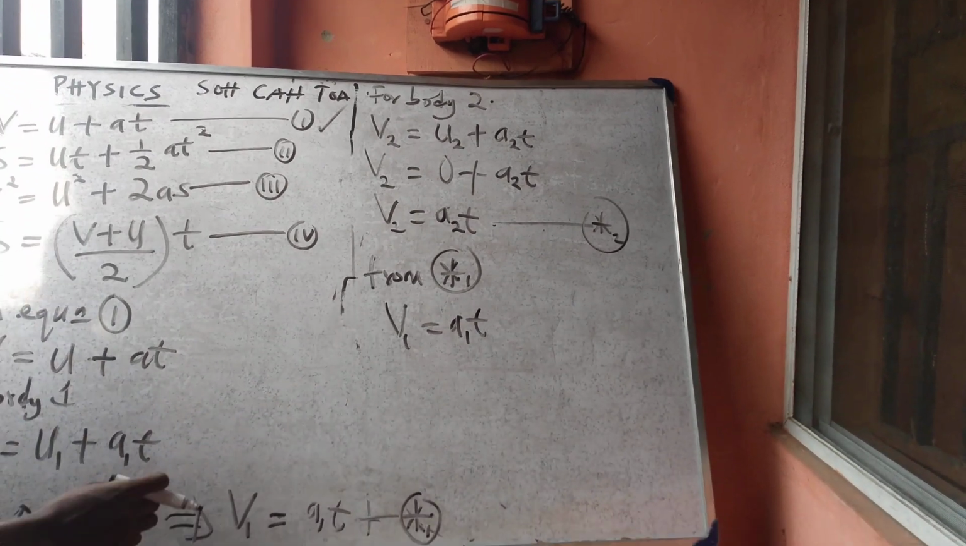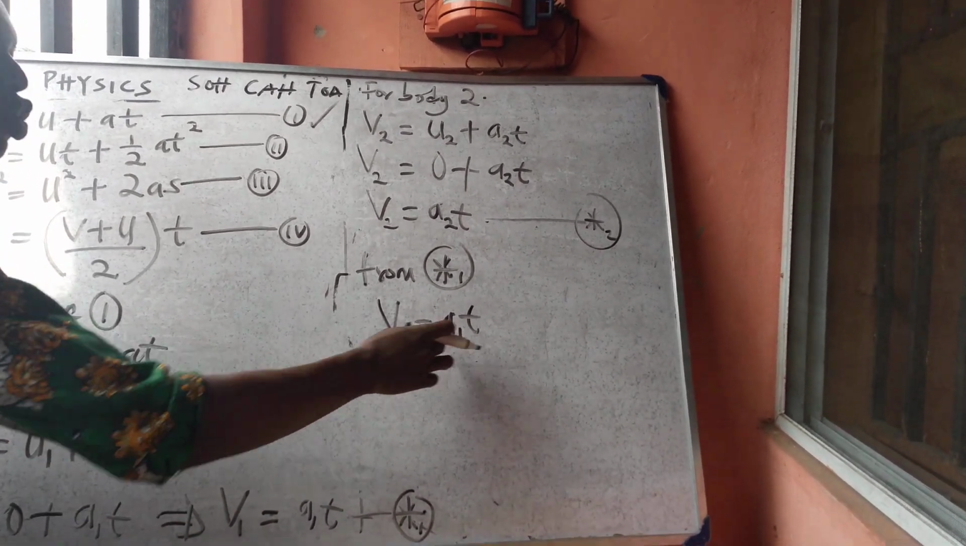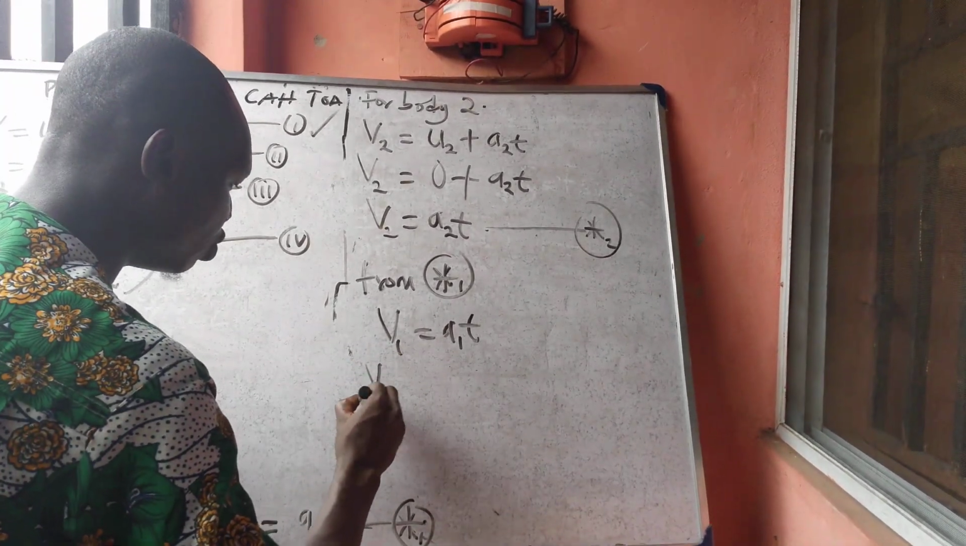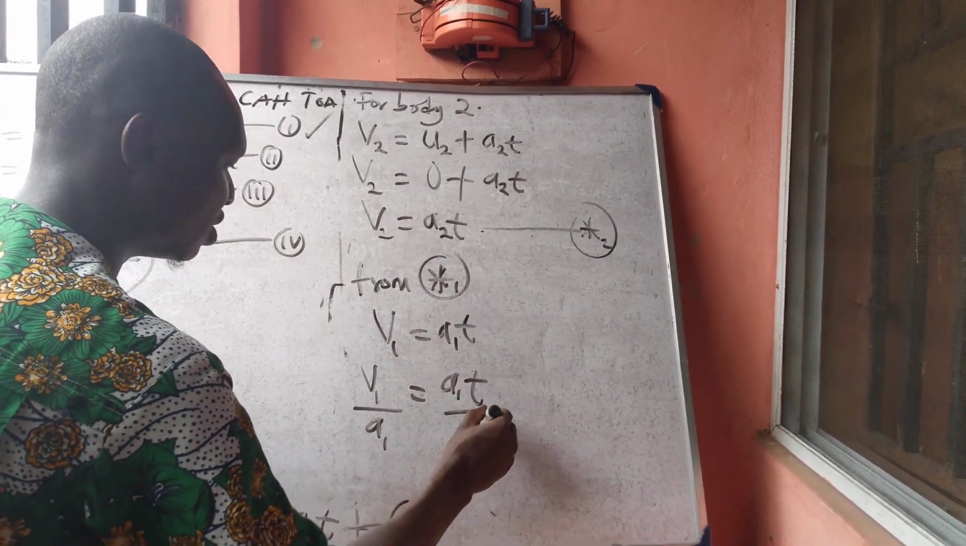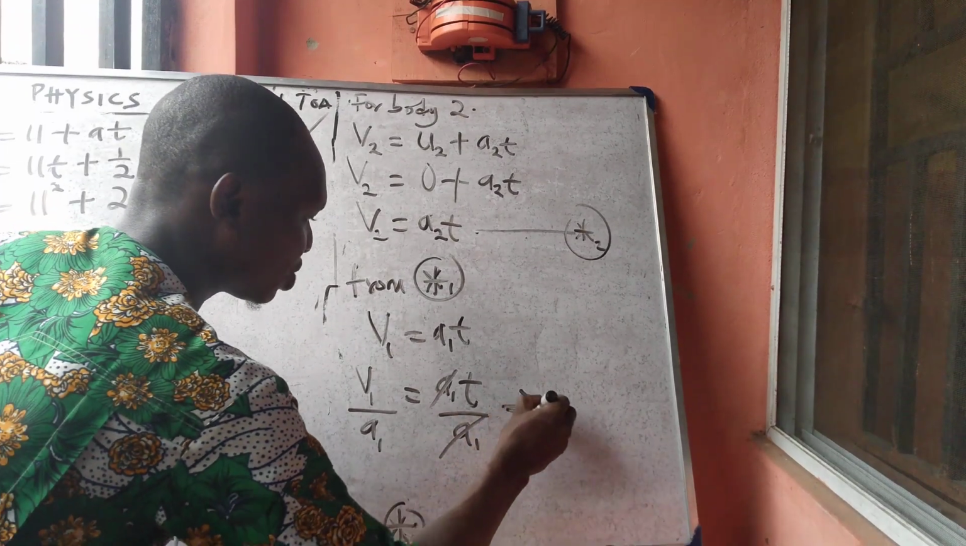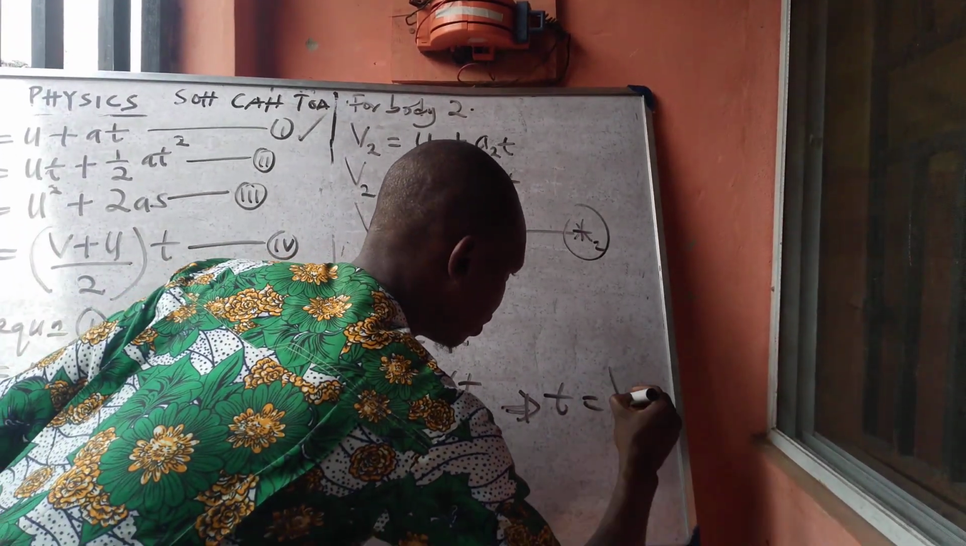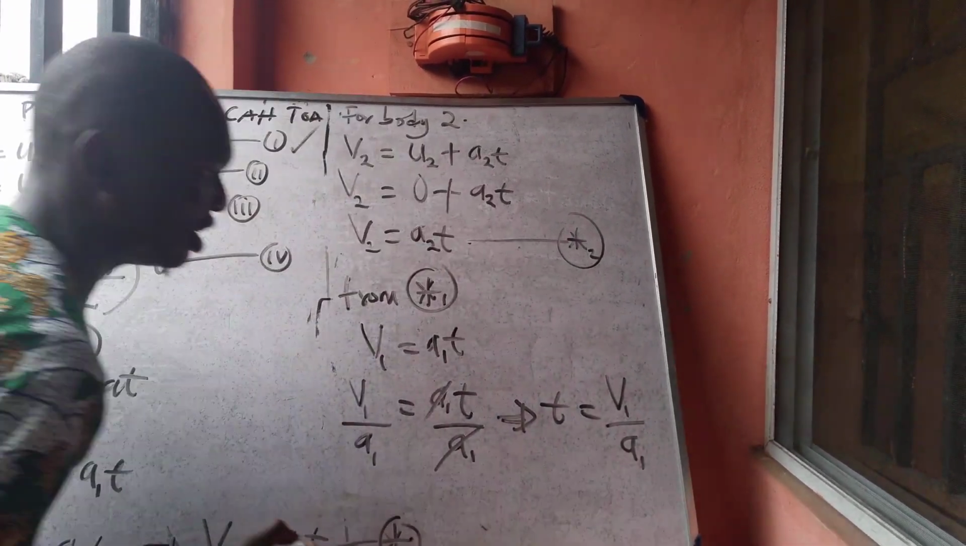Now, divide both sides by the coefficient of t. The coefficient of t is what? a1. So this now becomes v1 divided by a1 equals a1t divided by a1. This will eliminate this. And you're having that time t is equal to what? v1 over a1, isn't it?